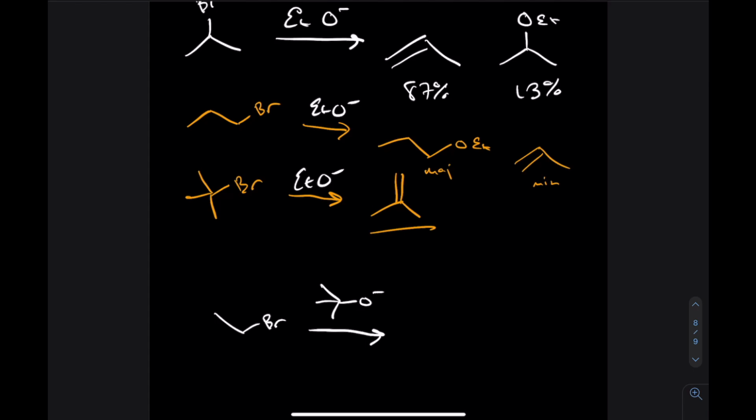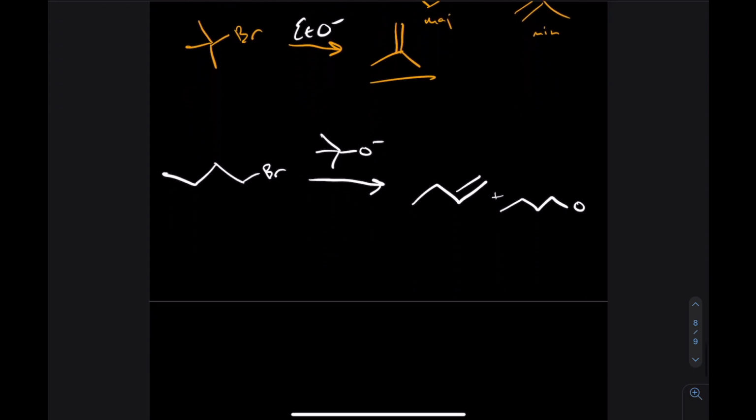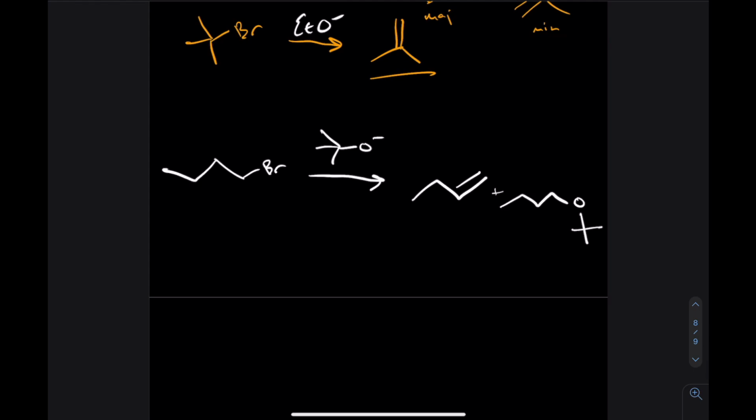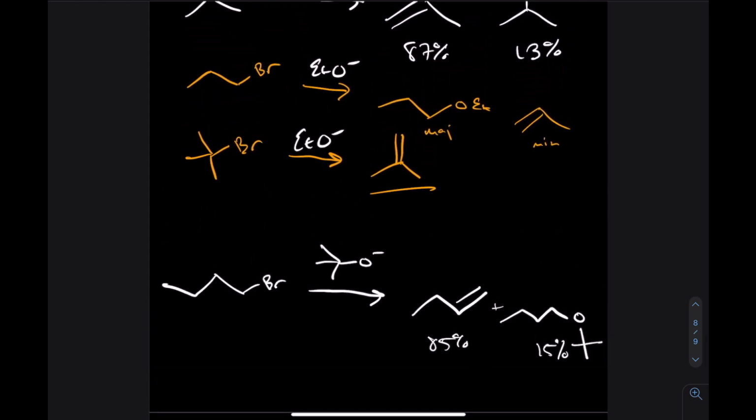actually this is a real reaction with a real outcome, so I'm going to draw that out there. If you throw in bromobutane, what you end up with is the Hofmann product, where the double bond is terminal. You do end up with just some tiny marginal amount of substitution product, not a whole lot. This is like 85% to 15%. So with a huge base, you can really flip the outcome here.